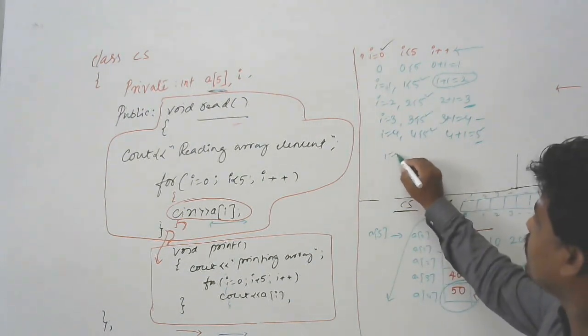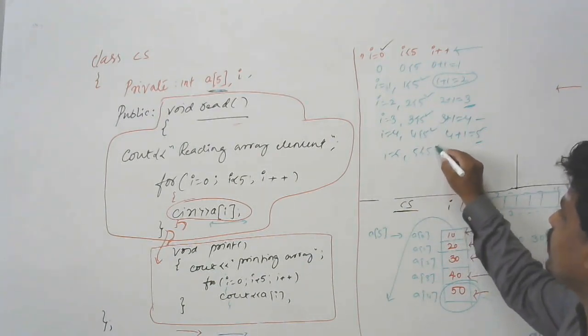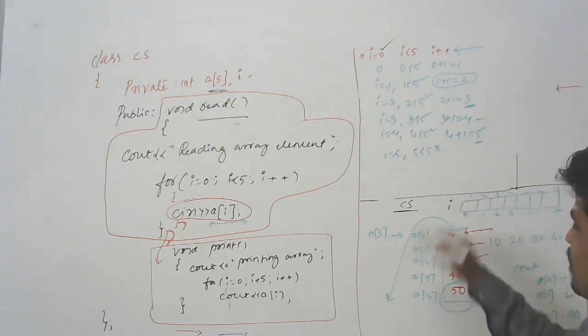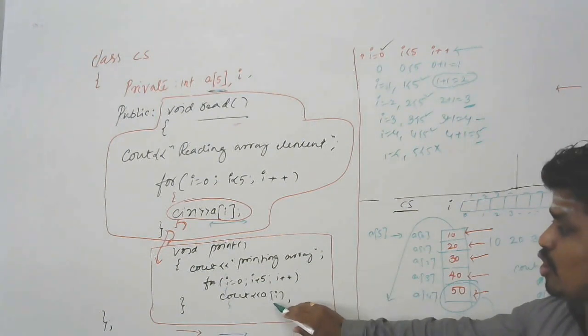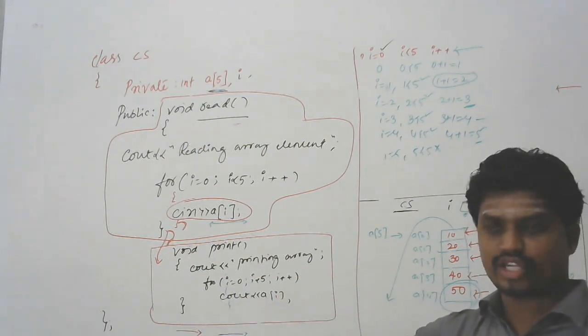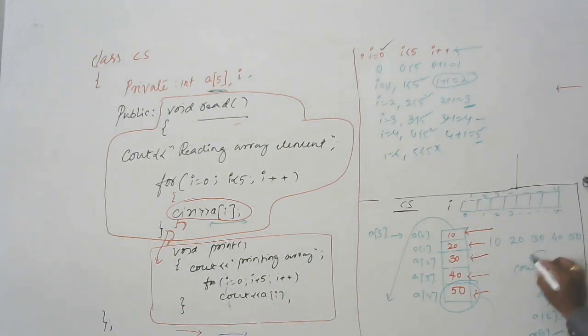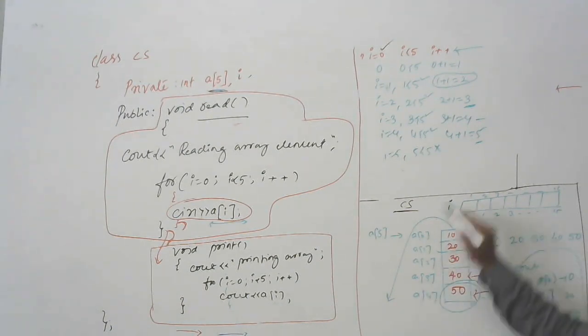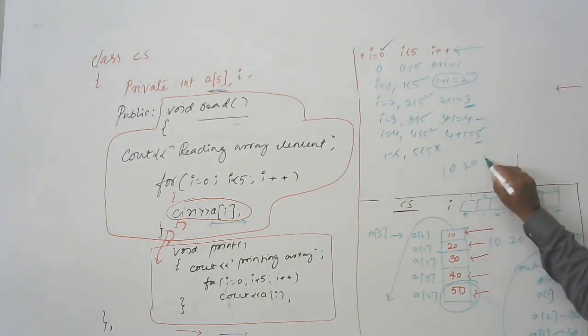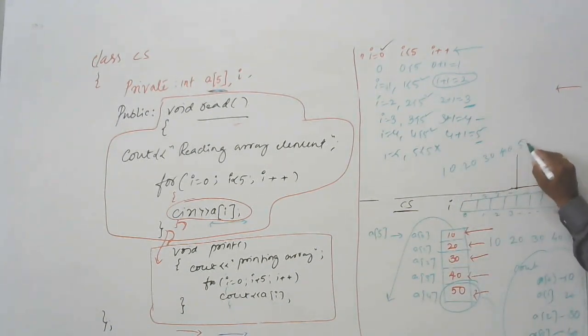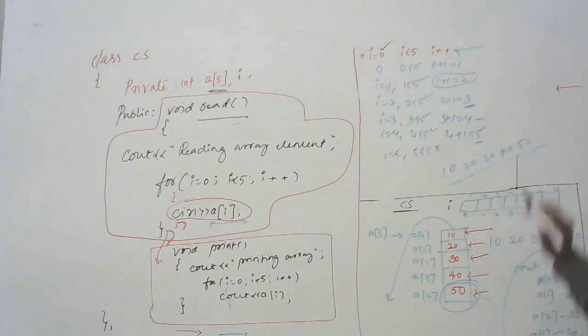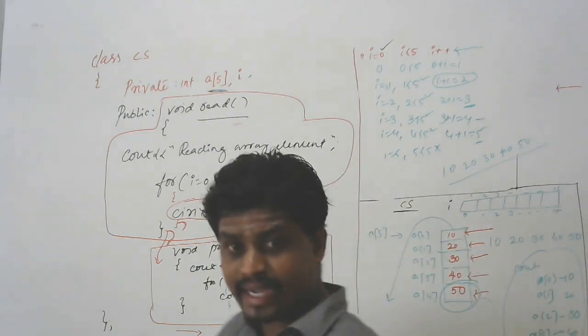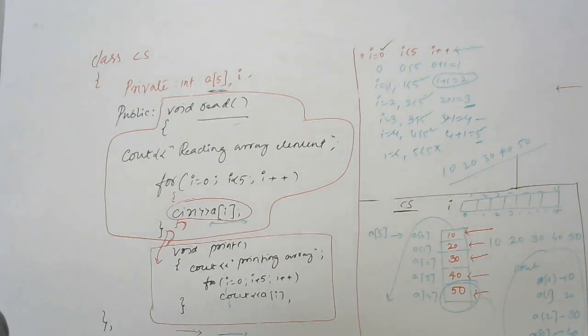Then I value becomes 5. 5 is lesser than 5, condition is false. The compiler comes out of the for loop as well as the function, so that it prints all the values: 10, 20, 30, 40, 50. This is how we read and print the array values.